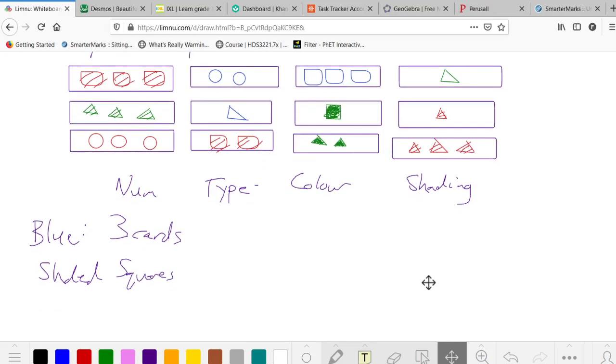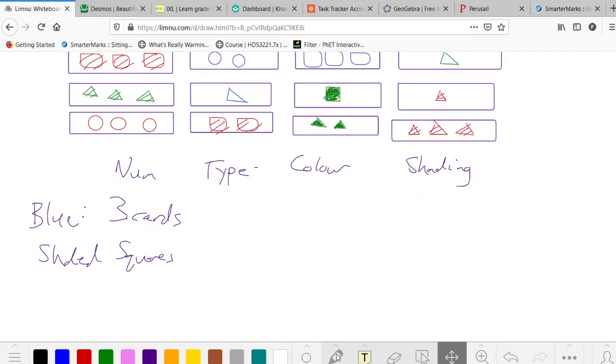So if we want triangles, or 1 triangle, that's another 3 card set. We have 1 blue, 1 green, and 1 striped red. So these are 3 of our sets. It looks like we only have 2 cards that only have 2 shapes, so we cannot build a set out of just 2 shapes.